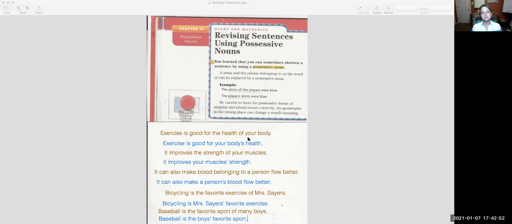There you go. We just revised some wordy sentences using possessive nouns. Health of your body is your body's health. Body, apostrophe S. Strength of your muscles is your muscles, apostrophe strength, because it's plural. Blood belonging to a person is the person's, apostrophe S, blood.